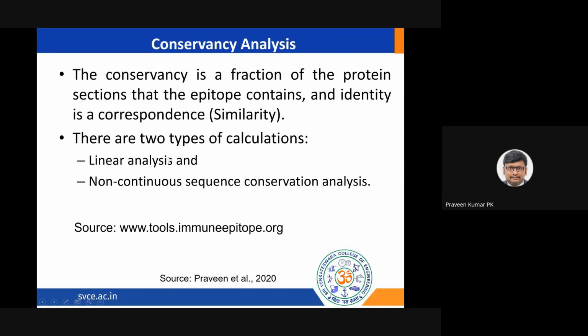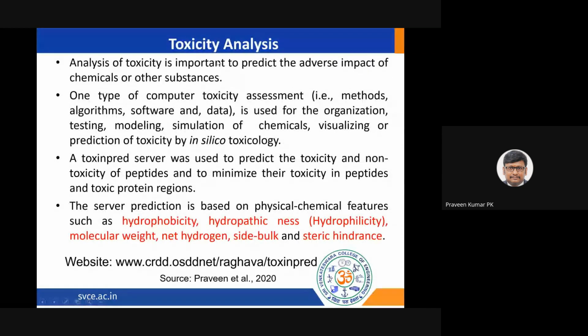So after prediction, there are two types of calculation: one is linear analysis and the other is non-continuous sequence conservancy analysis. So this is the URL. And if you see, the toxicity is also determined. How is the software determining toxicity, the toxicity of a chemical compound or of the predicted peptide? All these things are calculated based on the physicochemical properties of that particular molecule.